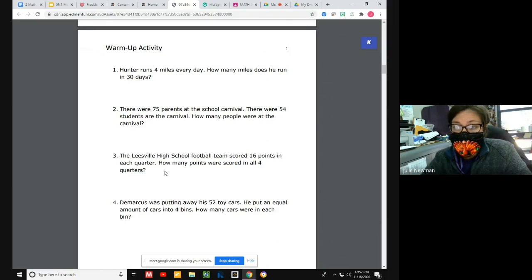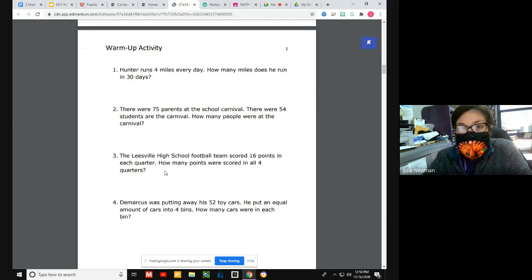So if we look at number 1, it says Hunter runs 4 miles every day. How many miles does he run in 30 days? Would we use multiplication to solve that, or would we not? Well, yes, we would. We would multiply 4 miles times 30 days, and that would give us our answer. So the answer to number 1 would be yes.